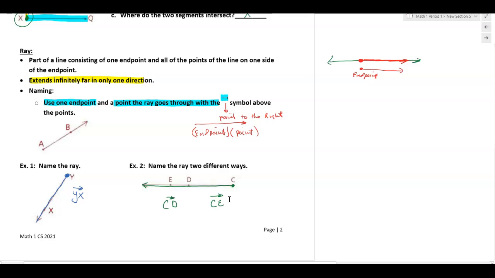So knowing the difference between a line, a segment, and a ray. A line extends indefinitely forever and ever in both directions. A segment starts and stops, so it has two endpoints, doesn't extend indefinitely. And a ray starts at an endpoint and goes on in one direction forever and ever.